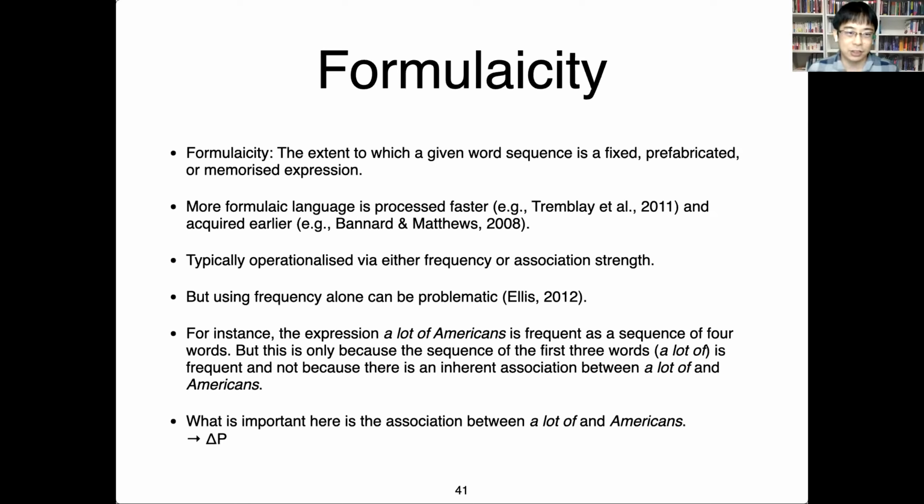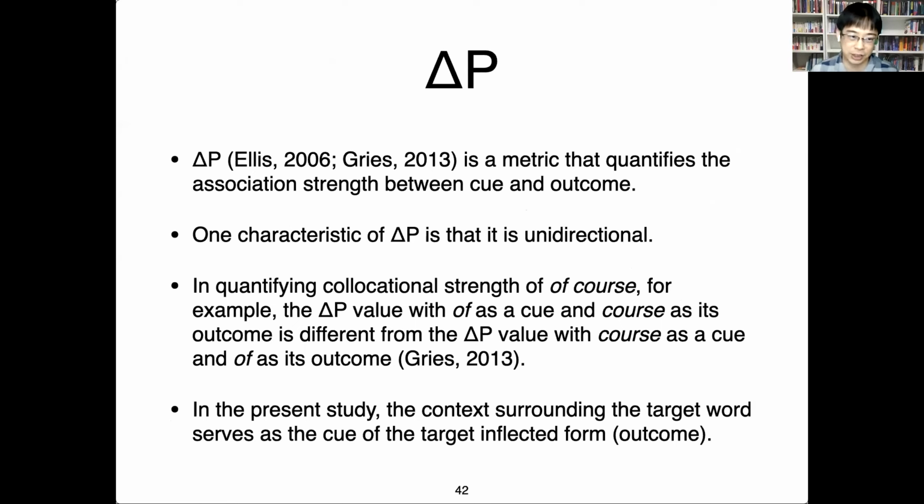And in order to measure this kind of association between elements, a possibly better measure is delta P. Delta P is a metric that quantifies the association strength between cue and outcome. And one characteristic of delta P is that it is unidirectional.